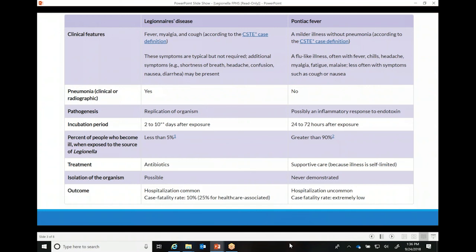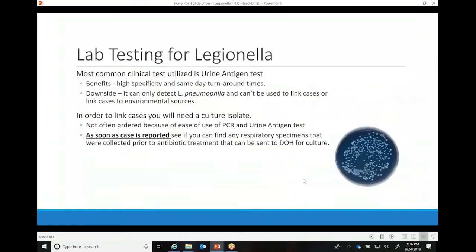I'm going to go one more slide, and I didn't want to go that many slides.